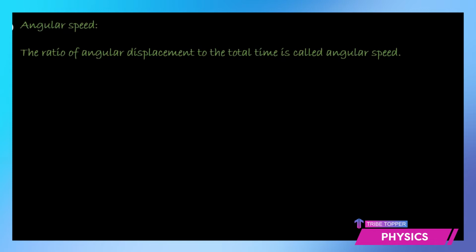The second thing that you need to understand is what is angular speed. Just like we have linear speed, which is linear distance traveled over time taken, similarly you have angular speed, which is the ratio of angular displacement to the total time. We denote it by omega. So omega is equal to the angular displacement theta upon the total time taken t, right? And its unit would be radians per second.